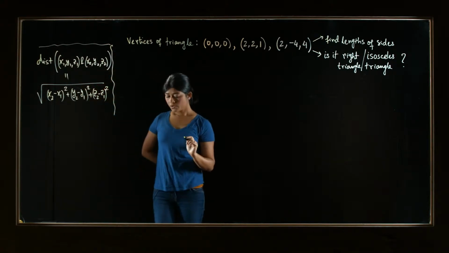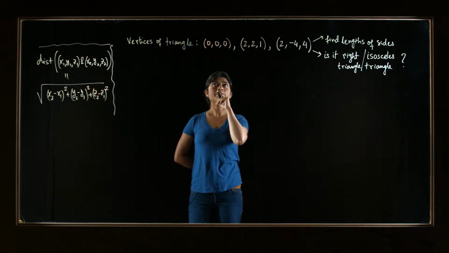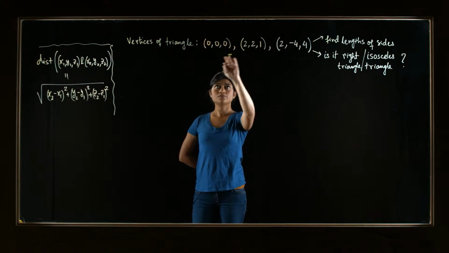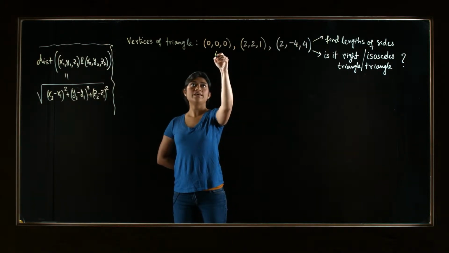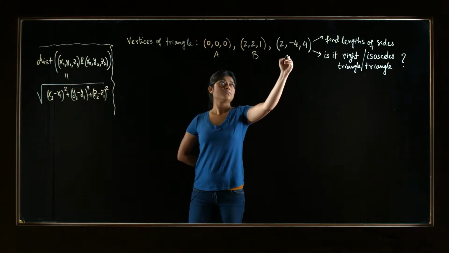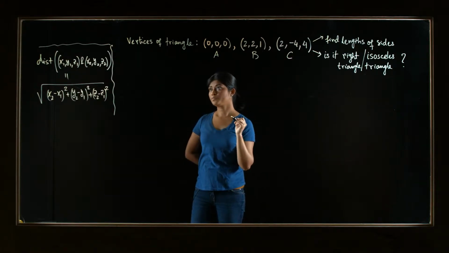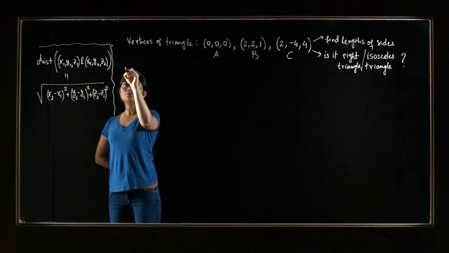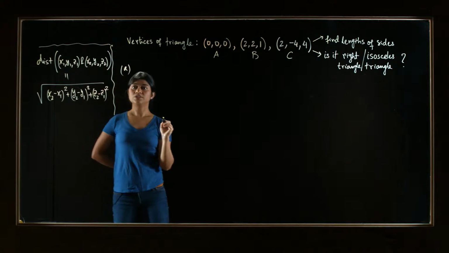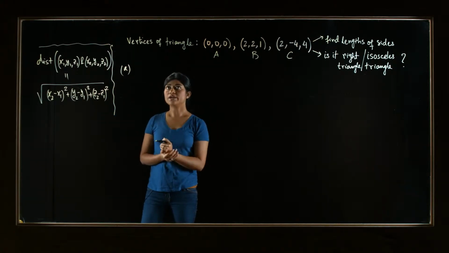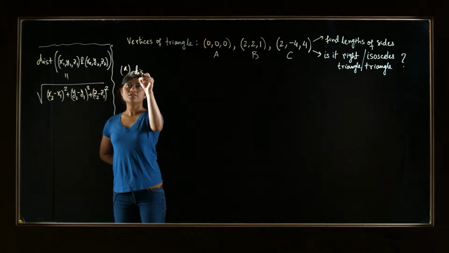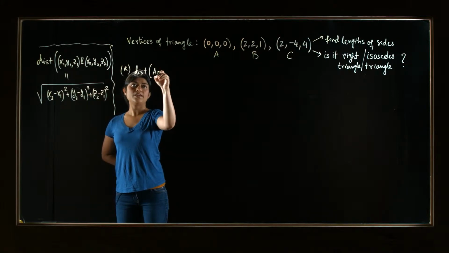All right. So before we start, let me just name these points. So these vertices, let's call this one A, this one B, and the third one C. So let's compute the distances or the lengths of the sides. So the first one, let's compute the distance between A and B.